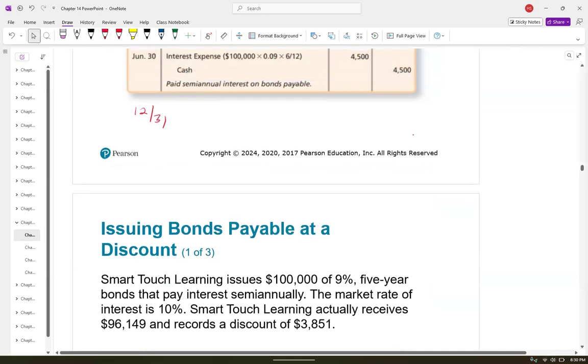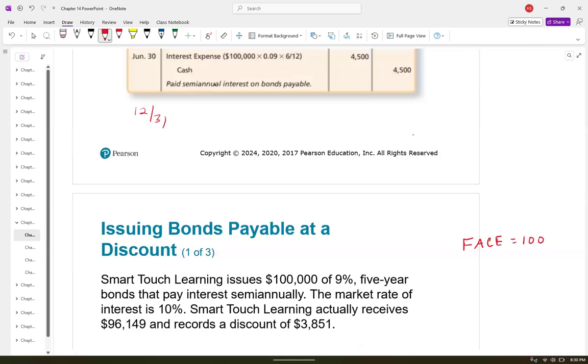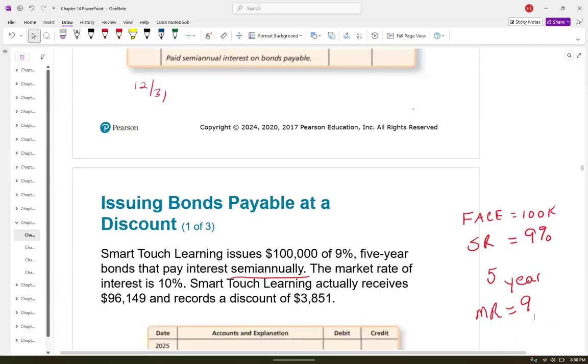Now let's do one at a discount. We have some of the same things from the previous one. Our face is 100,000. Our stated rate is 9%. It's still 5 years, and it is still semi-annual interest. Our market rate is also 9%. I'm sorry, I did not mean to put 9%. Our market rate is 10%.